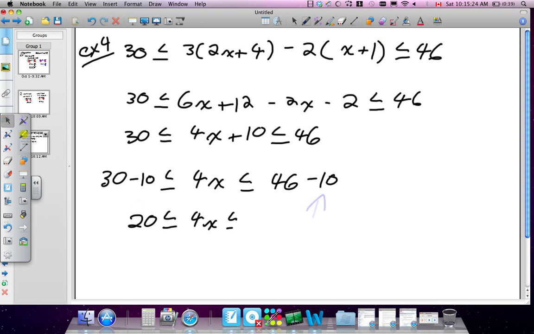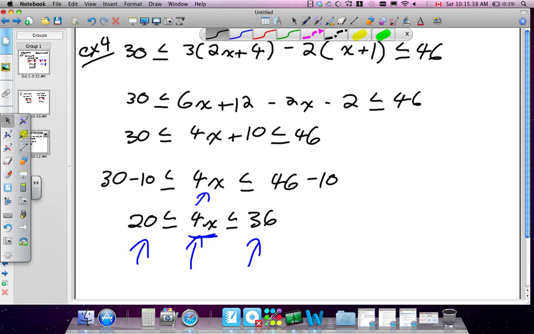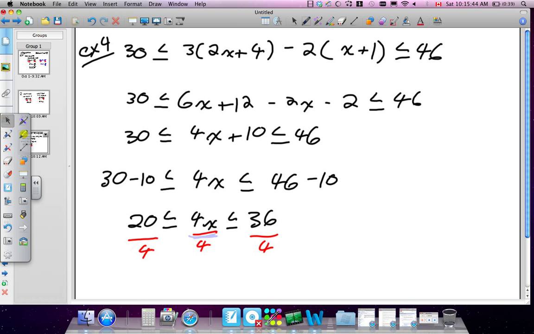Same idea again. Whatever you do to one side of the equation, technically we have three sides here, whatever you do to one side of the equation, we have to do to the other sides. So we want to isolate for just x. So I'm going to divide by 4, and I'm actually going to divide every term by the number 4. Okay, so I end up with 5 is less than or equal to x, which is less than or equal to 9.